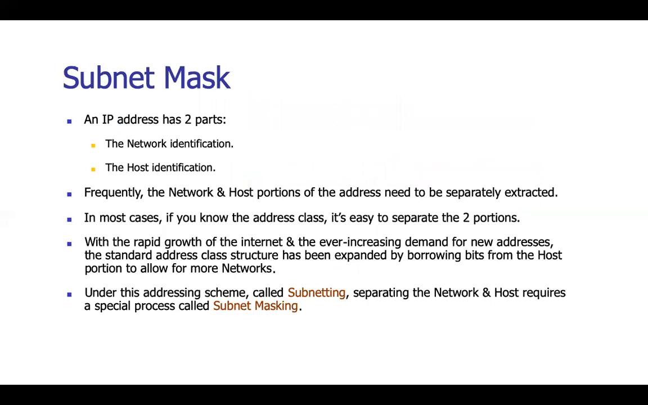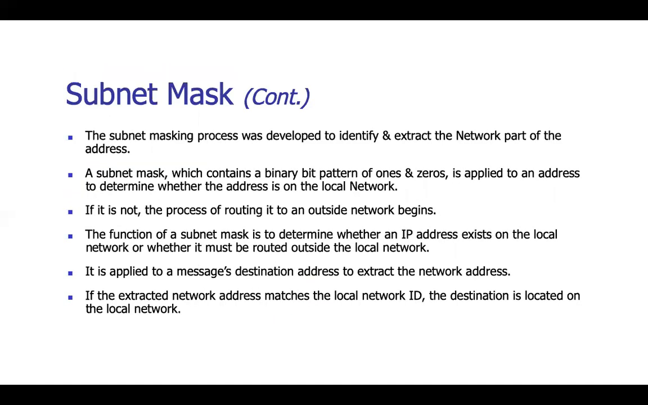Next is the subnet mask. We know that an IP address has two parts, which are the network identification, net ID, and the host identification, host ID. Frequently, the network and host portions of the address need to be separately extracted. Under this addressing scheme called subnetting, separating the network and host requires a special process called subnet masking. So why the subnet mask? The subnet masking process was developed to identify and extract the network part of the address.